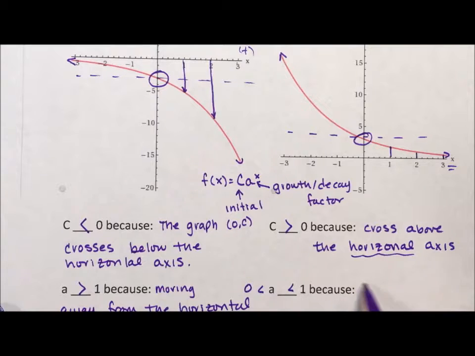And it's because the graph decays towards the horizontal axis.